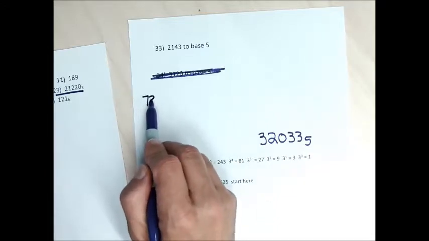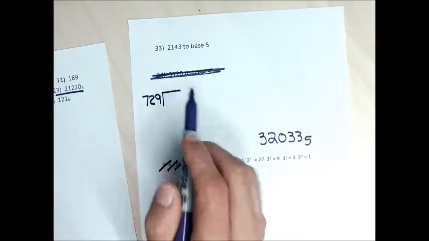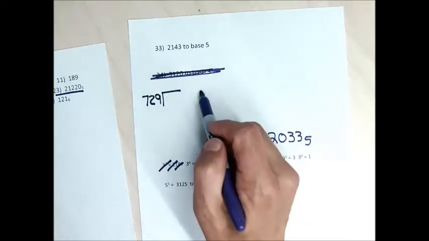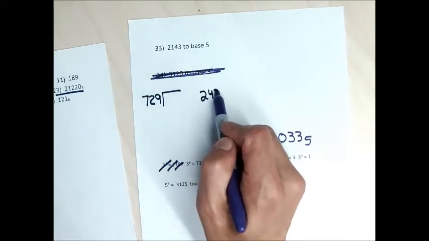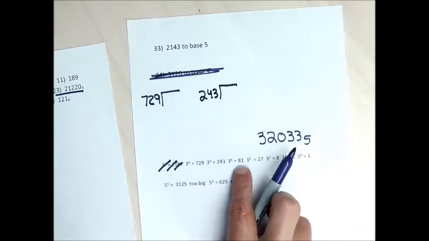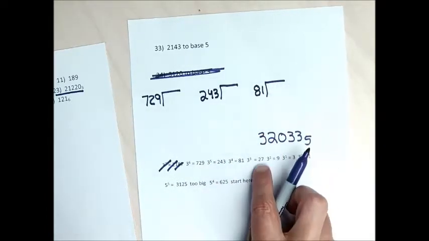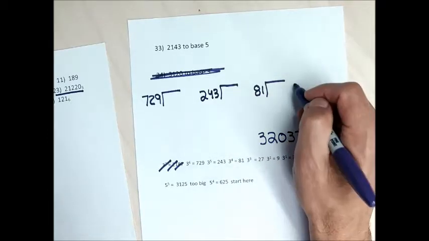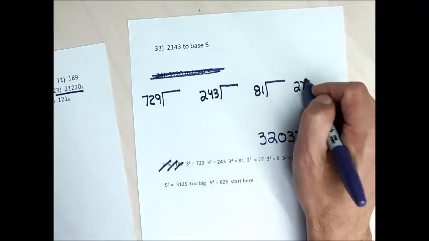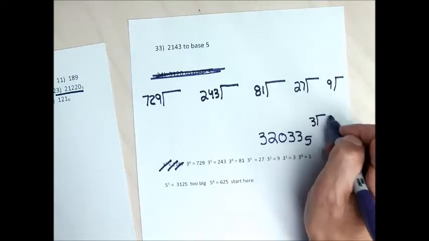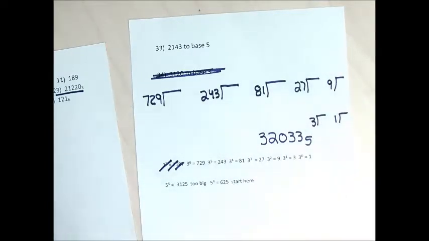I need a 729 out in front of my division bar, which is the biggest power of 3 that's less than or equal to 2143. And then a 243, an 81, a 27, a 9, a 3, and a 1. I didn't leave myself enough room. So I didn't plan that so well. Let me do it down here.